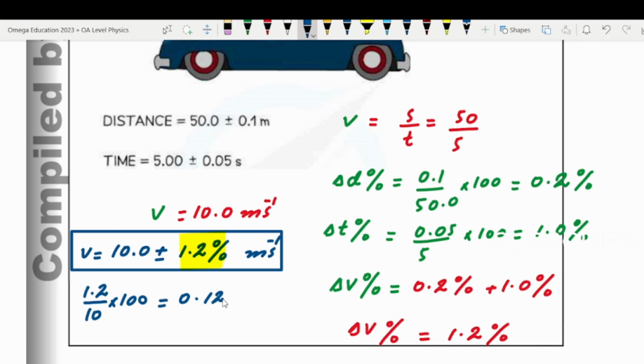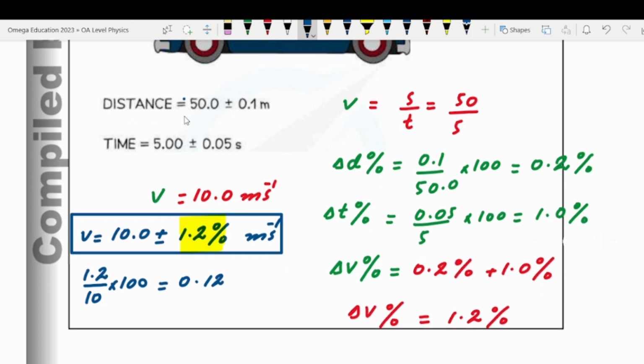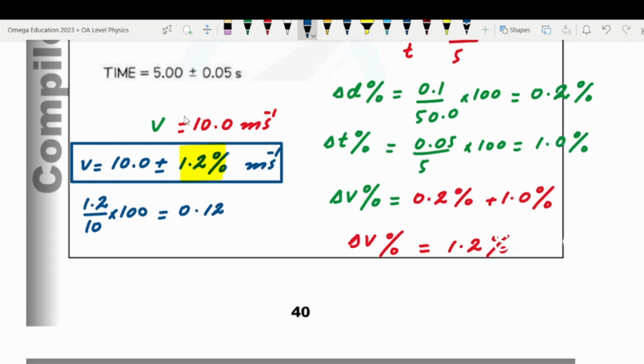Okay, so we're writing the absolute uncertainty with the principal value. This is the other way you can write the uncertainty. So it is 0.12, we got it from here. So we can write V equals 10.0 plus minus 0.12, not with a percentage sign now, because we found out how much 1.2% of 10 is, and that is 0.12 meter per second.